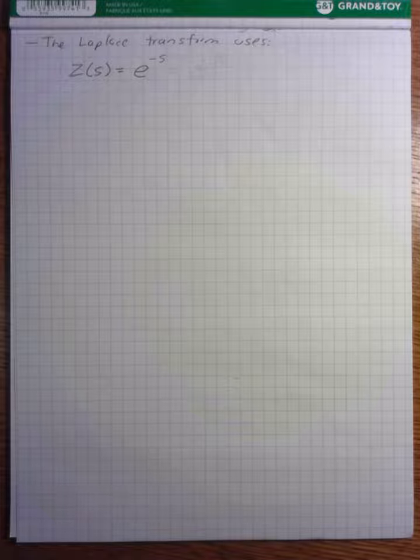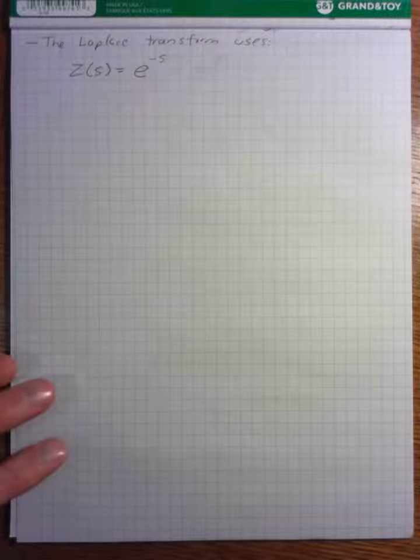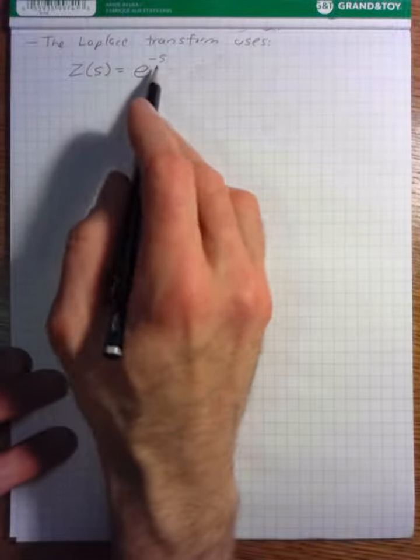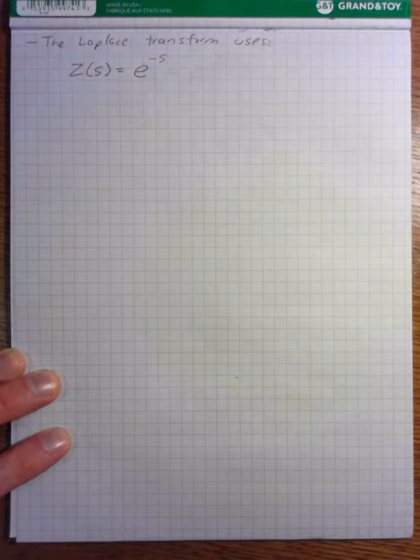But I wanted to start there because the Laplace transform is a slightly more complex transform than the Fourier transform, if I can say that. The Laplace transform uses a transform signal that's also e to the minus something, but s, instead of just being j omega, has a real and imaginary component.